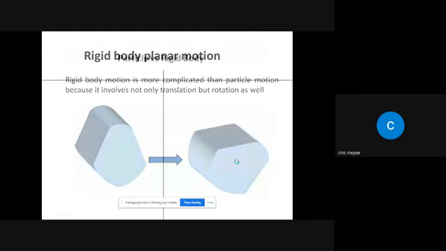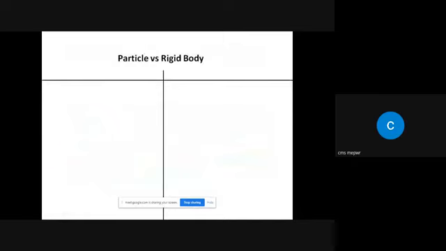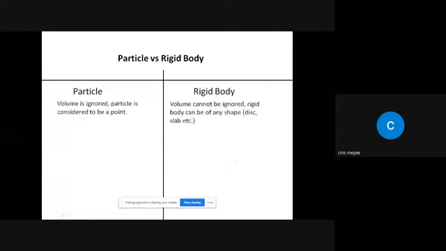Okay, if you want to compare particle and rigid body, let's see. The characteristics for a particle are on the left side, and for a rigid body, on the right side. In the case of a particle, usually we ignore the volume. A particle is considered to be a point, whereas in the case of a rigid body, volume cannot be ignored. A rigid body can be of any shape. It can be like some disc, it can be some slab, etc.